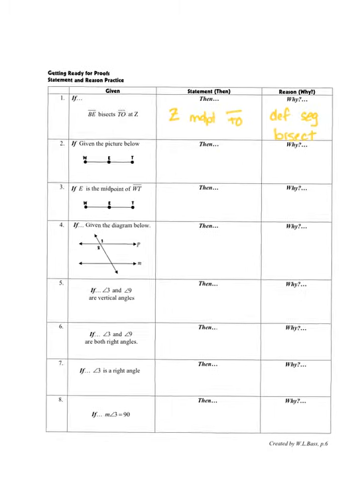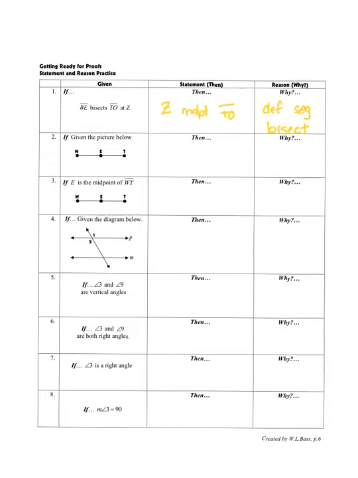Our second one is, if we are given the picture and we have a line segment there, we are then able to say that WE plus ET is going to equal WT. And our reason or why for that is the segment addition postulate.